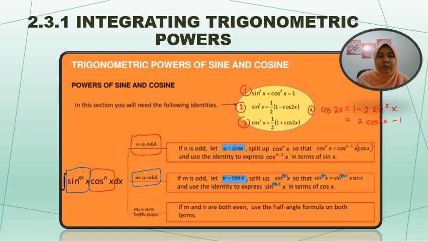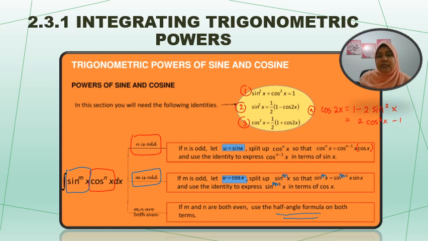And the last one is if m and n are both even, means the power of sine x and the power of cos x are both even. So we use the half angle formula on both terms. You have to use the half angle formula.